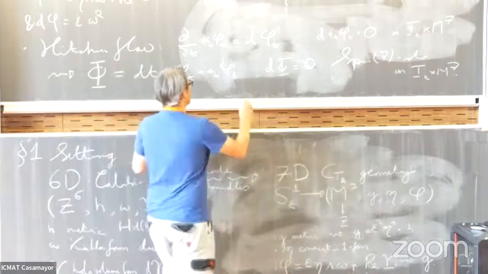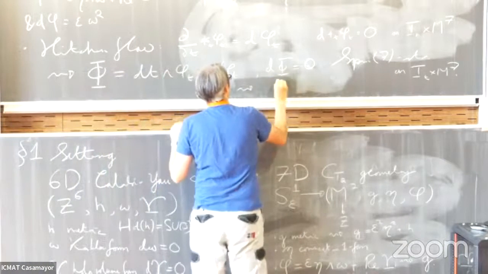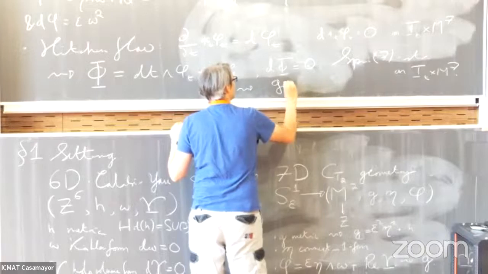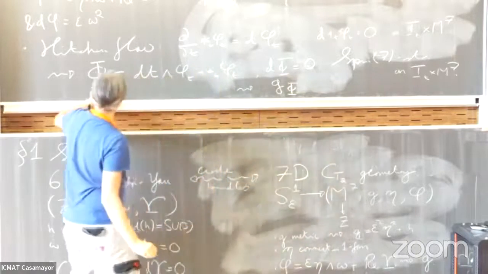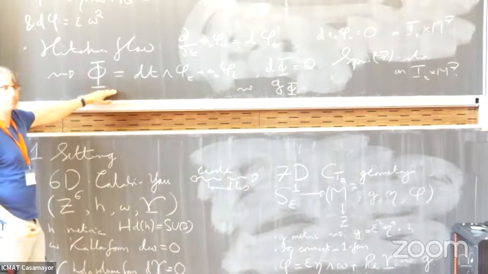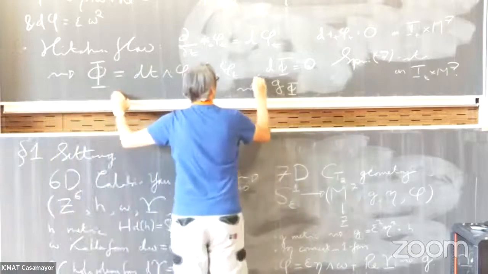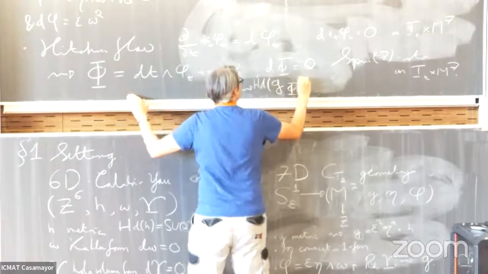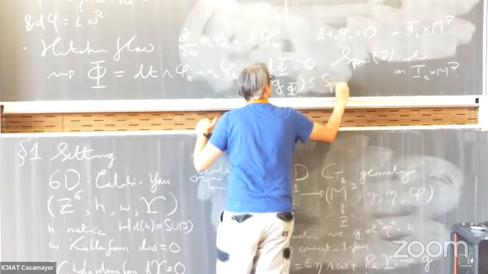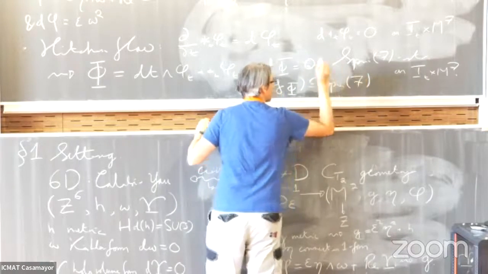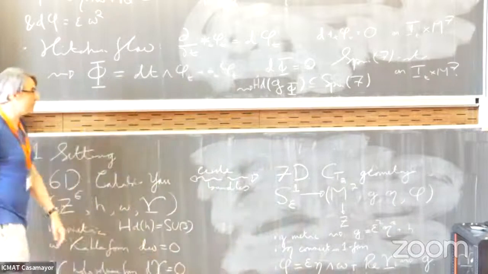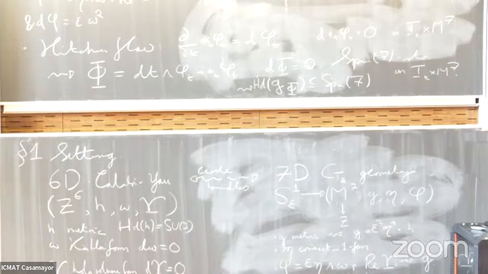What does this closed condition mean? This means that the metric associated to this 4-form, so again, this 4-form has a kind of non-degeneracy property, which means it determines a metric. You can look at the holonomy of that metric, and it's a subgroup of Spin(7). So again, you have a Ricci-flat metric.